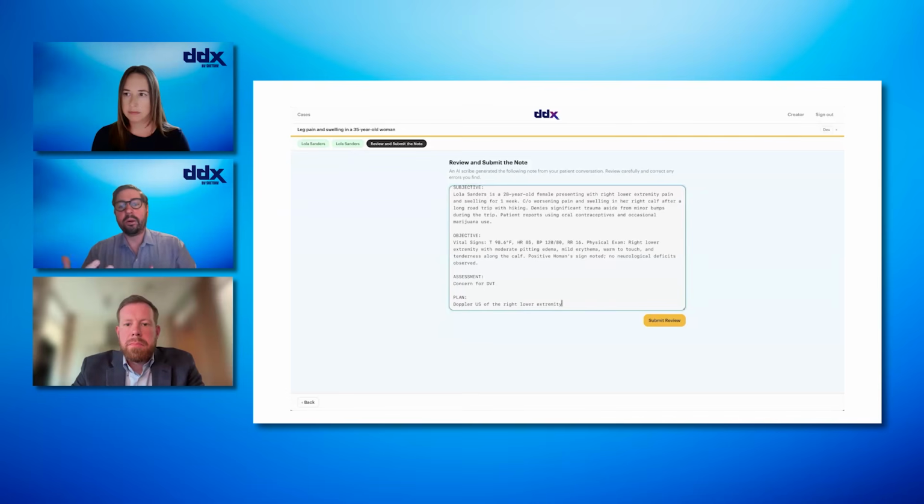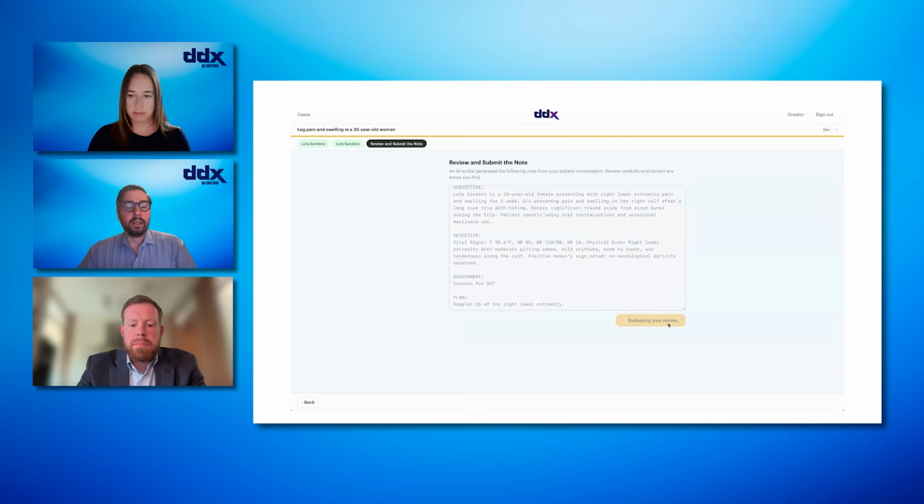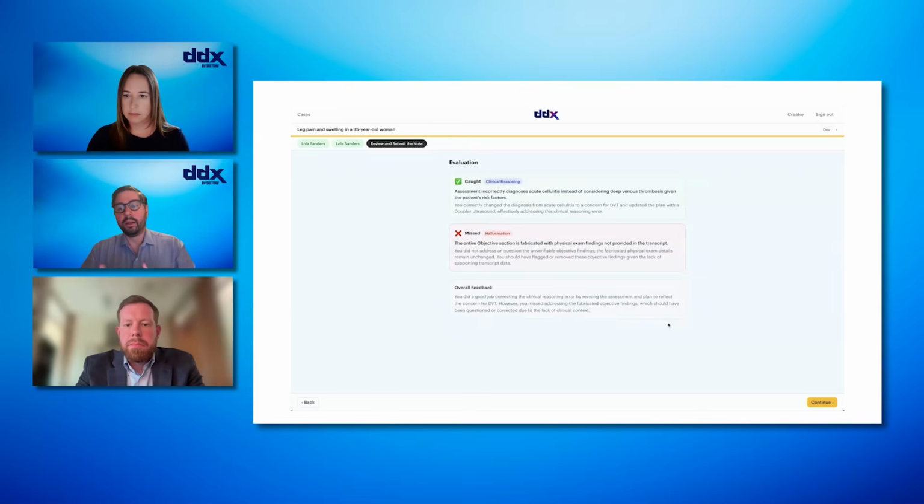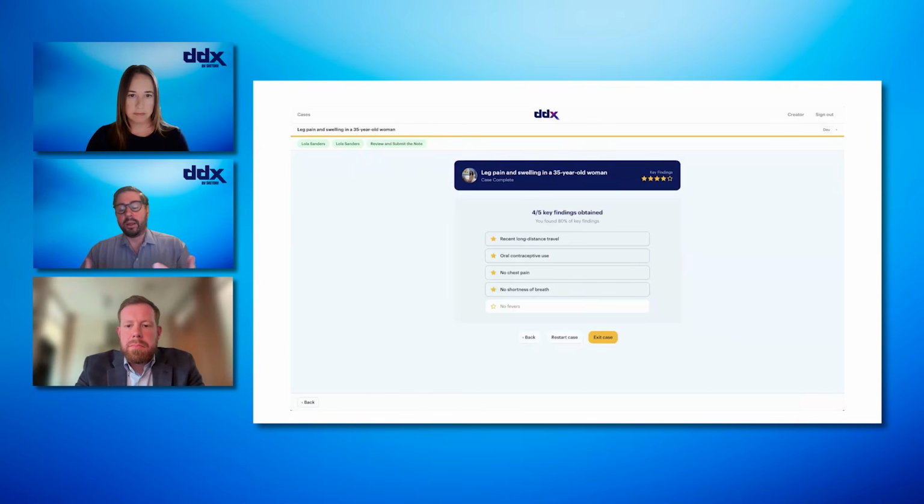What do we want to do for her? How do we think about that? How do we evaluate these tools? So I went through the note quickly and updated that. And then what the learner sees here is essentially some feedback on their evaluation of the AI generated note. So great. We recognize that it caught that it was telling us to manage cellulitis instead of DVT. But we missed that it added this whole objective section about a physical exam that clearly I didn't perform.